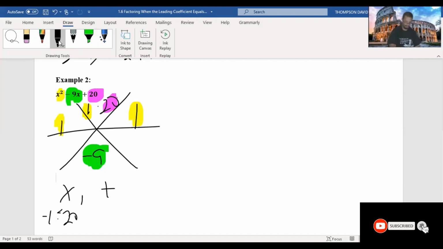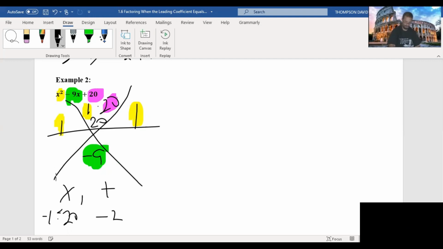Let's fix this to make it look a little bit better. So negative 1 plus negative 20, that'd be negative 21. We add it. And that doesn't help. That's not what we're looking for.